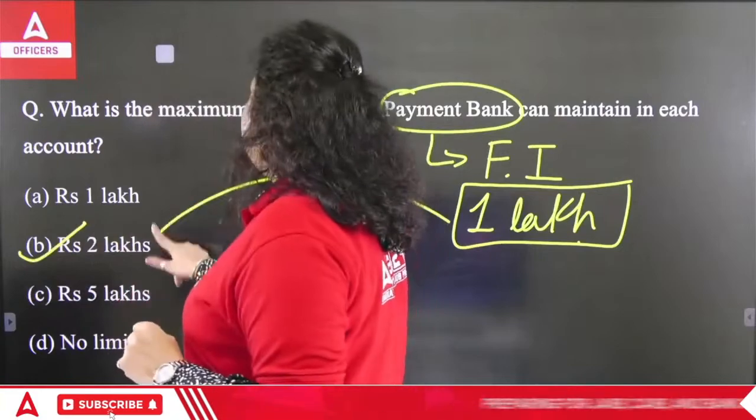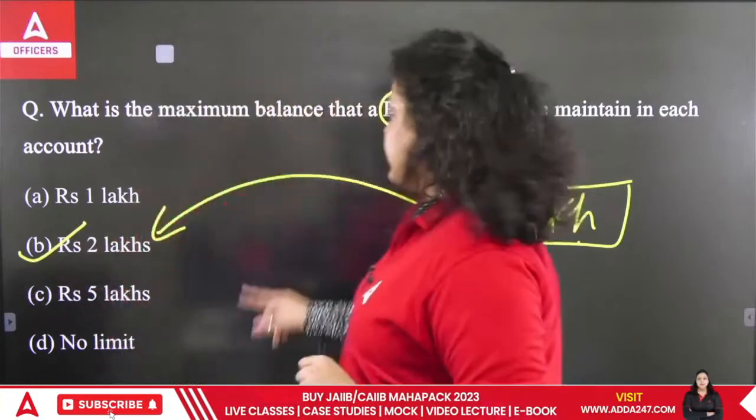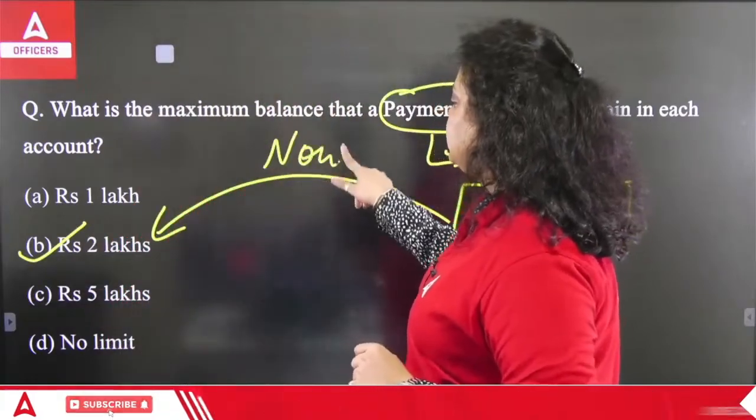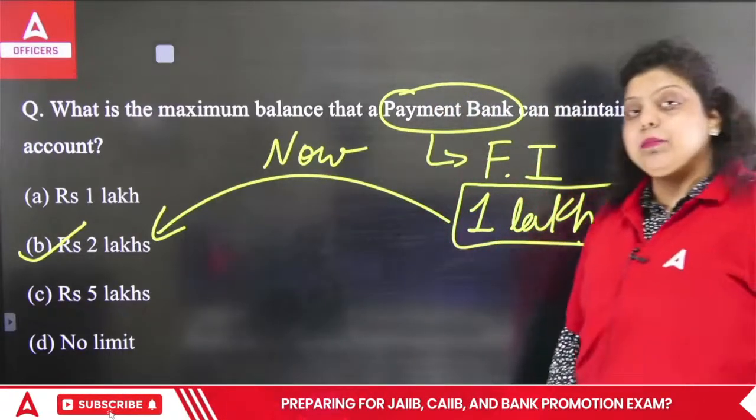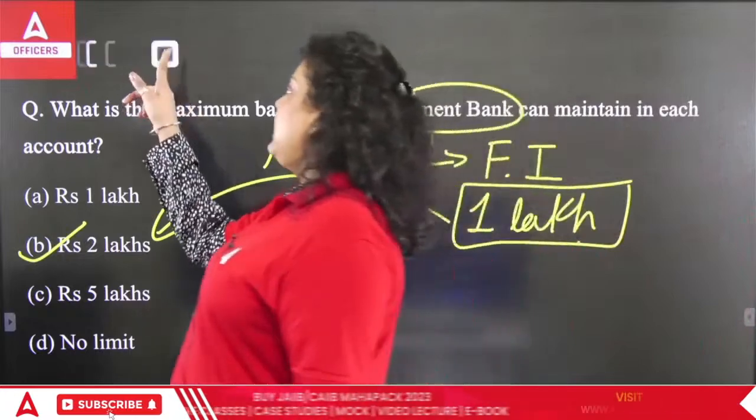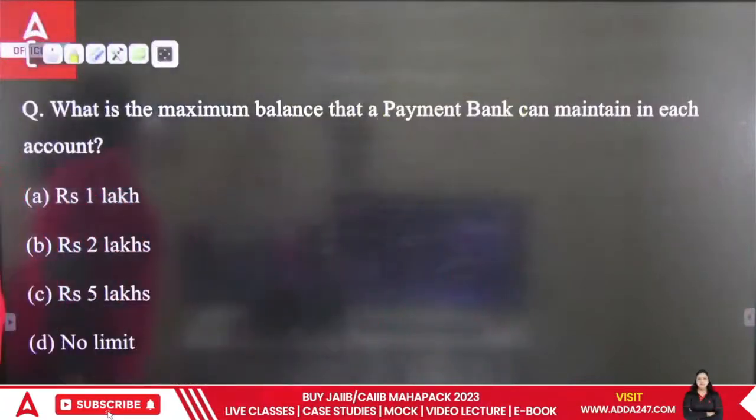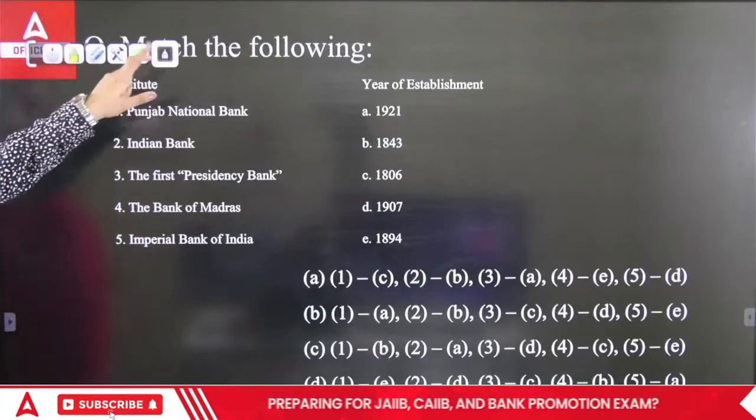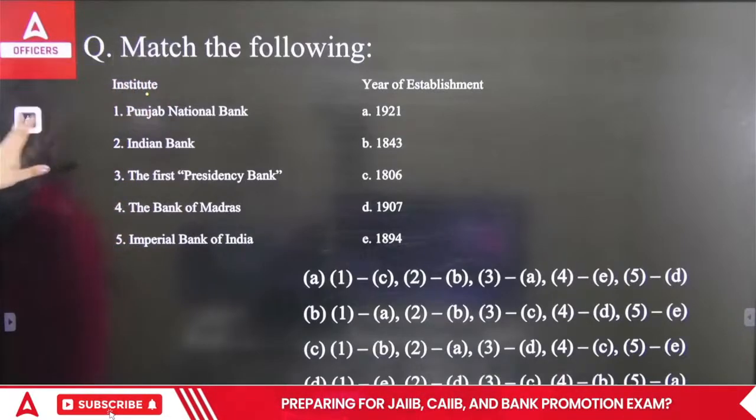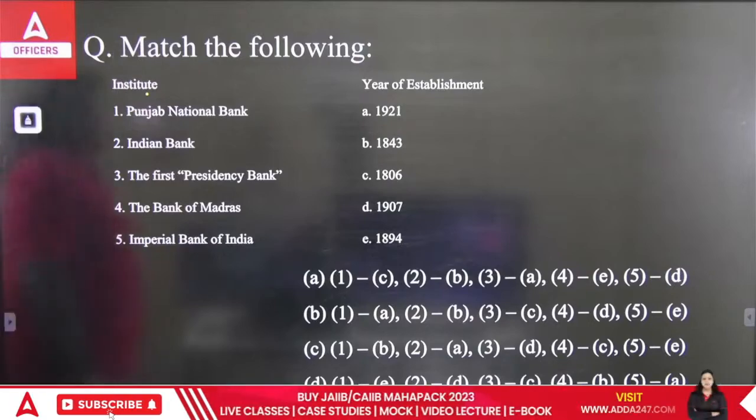So, earlier it was 1 lakh and now it is what? 2 lakh rupees. So per customer, 2 lakh deposit can be accepted by the payment banks, and this limit has been enhanced by the Reserve Bank of India. Okay, and the purpose of establishing payment banks was the same as the small finance bank. Clear?